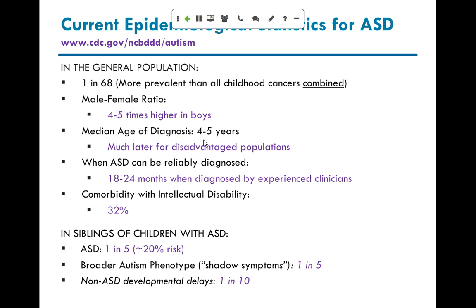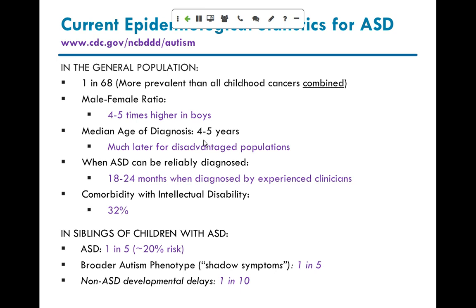And the male to female ratio remains about 4 to 5 times higher in boys to girls, with the median age of diagnosis still being around 4 to 5 years of age for school-aged children who are predominantly white middle class. When we see disadvantaged populations, even though we're getting better at identifying, for example, African-American, Hispanic children with ASD, we are still doing a not so good job in relation to Caucasian children. So those African-American, Hispanic children, disadvantaged populations are usually diagnosed 1 to 2, if not several years later than Caucasian children.